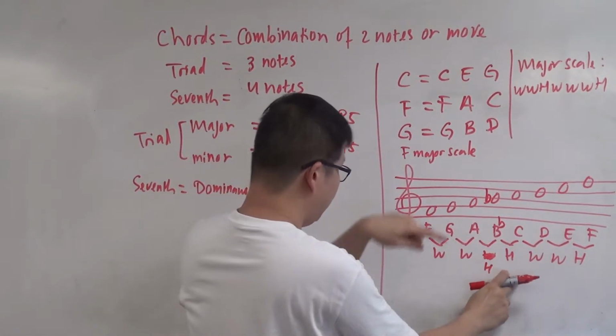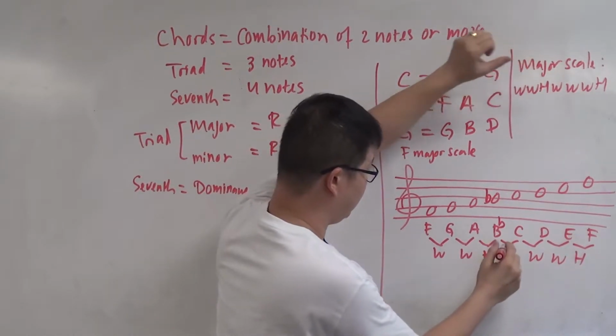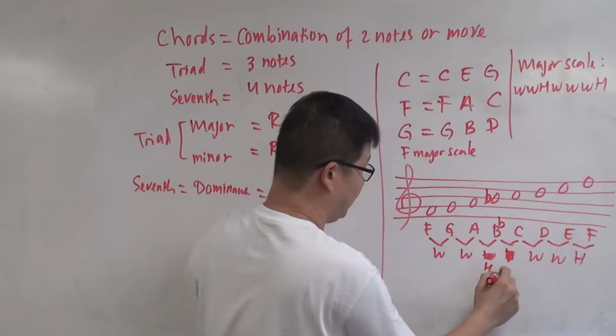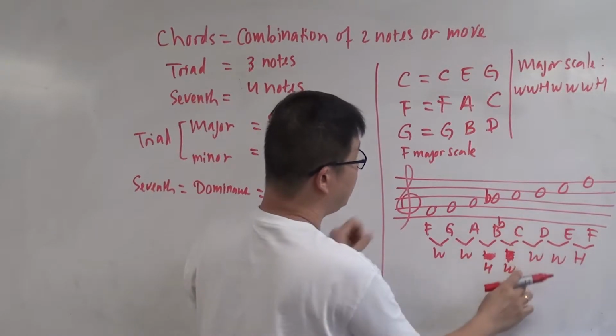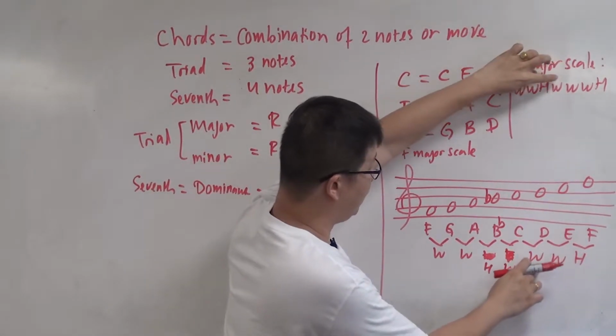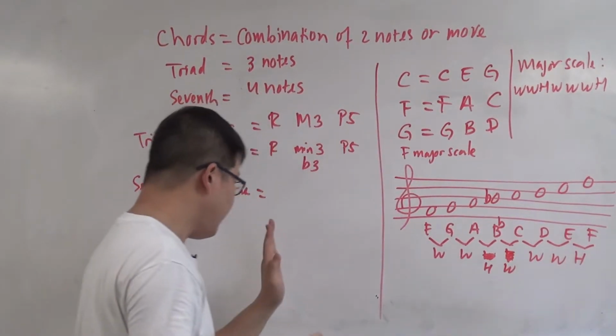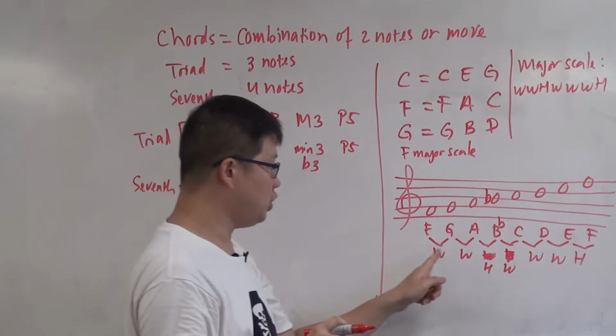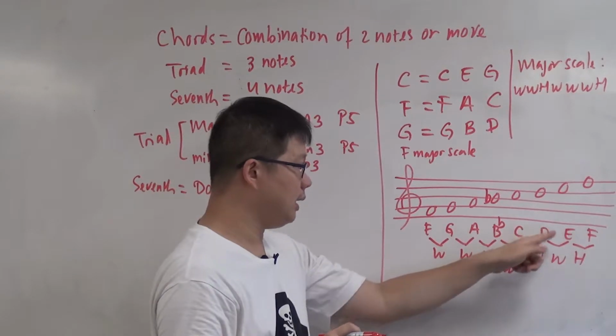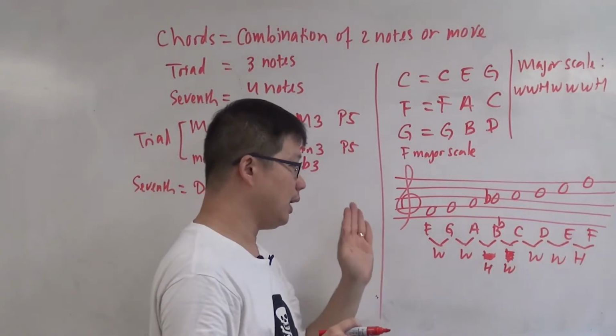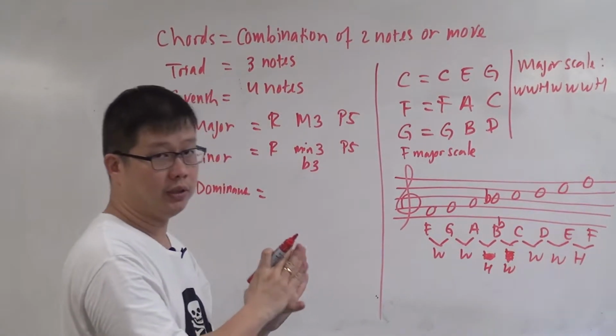Now B to C is half. Now it's no longer, because this is B flat, it becomes whole. Now C to D is whole, which is correct. D to E is whole, which is correct. E to F is half. So the F major scale is F, G, A, B flat, C, D, E, F. You need to make sure the scale is correct first, then you move to the interval.